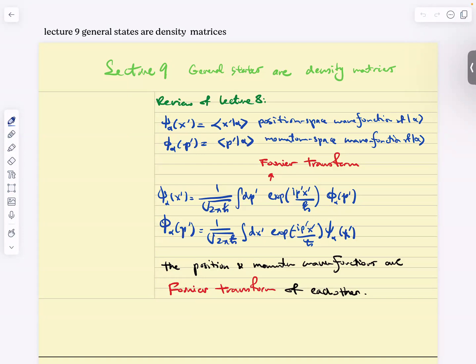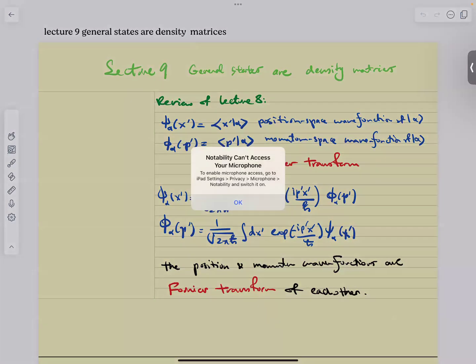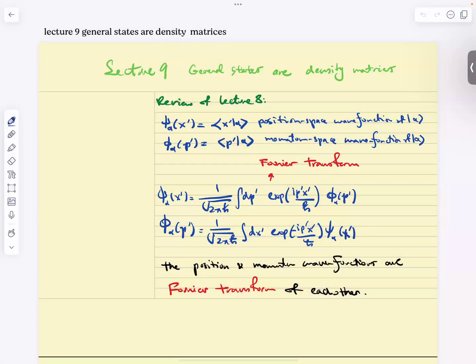Is that good? As usual, I'll start with a review of lecture 8, the previous lecture. If there are any questions, please ask at any point. So the title of this lecture is General States. General states are density matrices. You might hear density operators, you might hear density matrices.